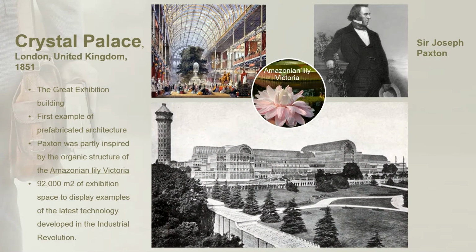The first building is the Crystal Palace in London, constructed by architect Sir Joseph Paxton. It was constructed to be a great exhibition building and a first example of prefabricated architecture. This building was inspired by the Amazonian lily Victoria. It has a total area of 92,000 square meters, with an interior height of 39 meters and a total length of 564 meters.